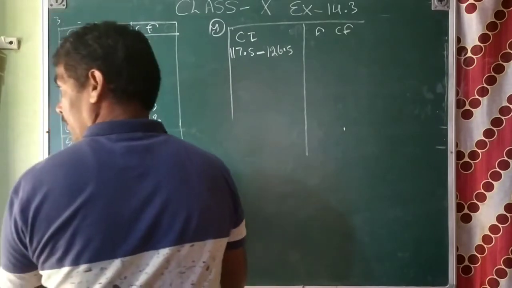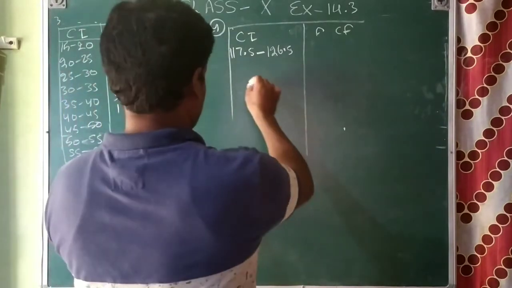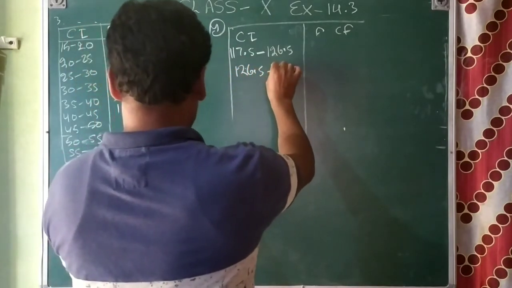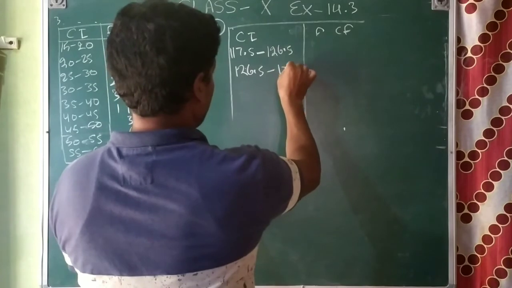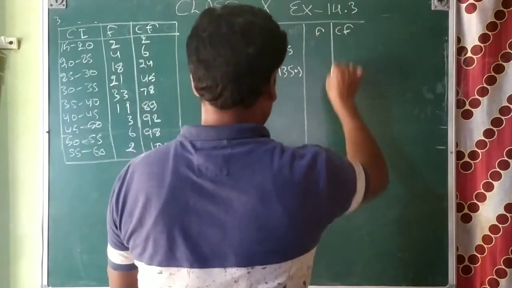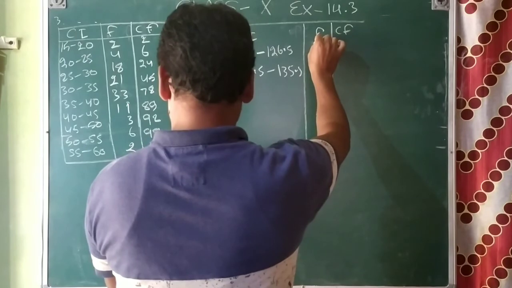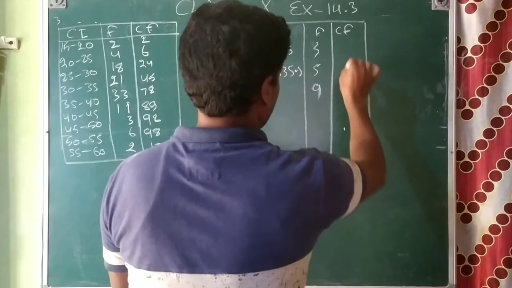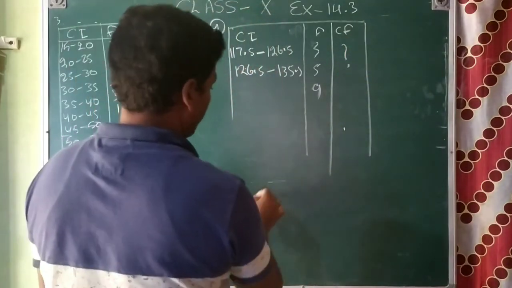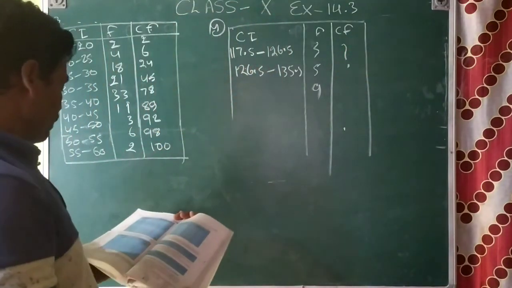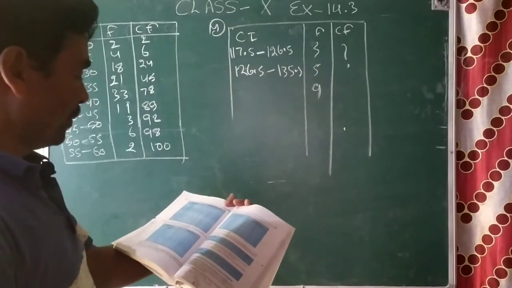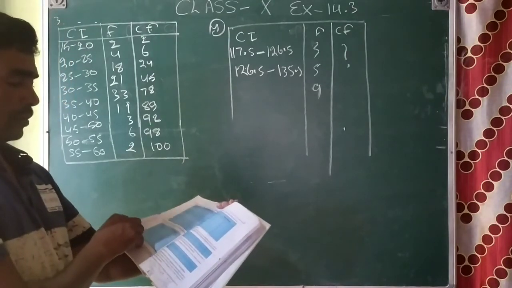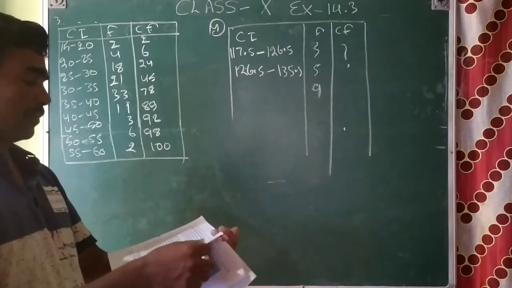And then similarly, you will find 126.5 to 135.5, and then F is also given, 3, 5, 9, and then CF you can find here like this. After that you will find it similarly as usual like question number 1, and questions 5, 6, 7 are also given in order. So you can find this question also in the same way as question number 1. Okay.